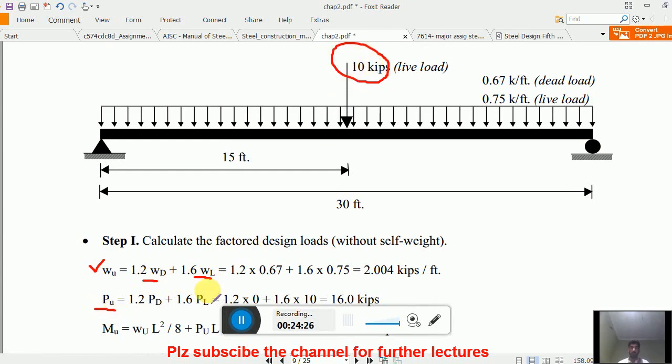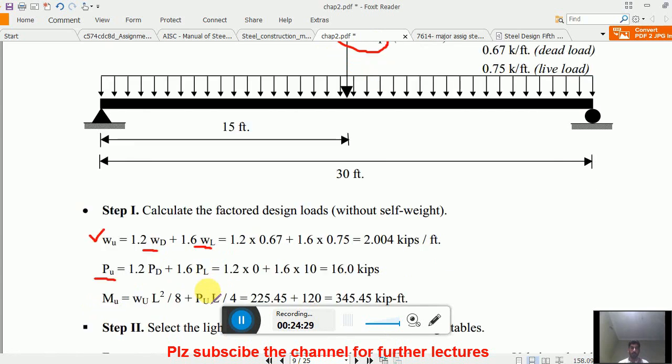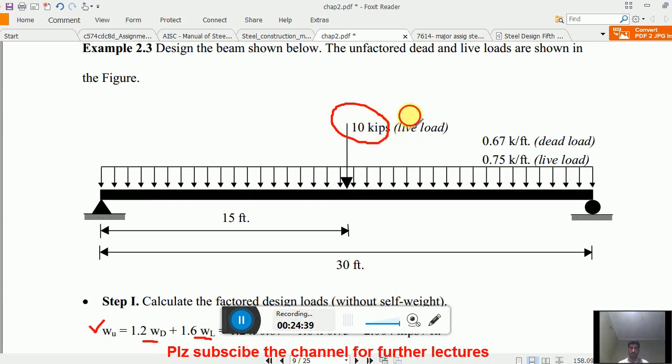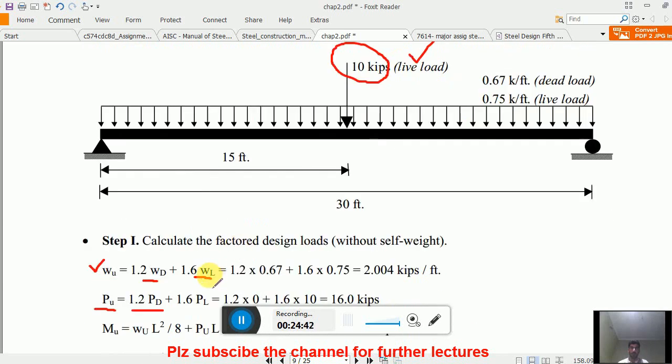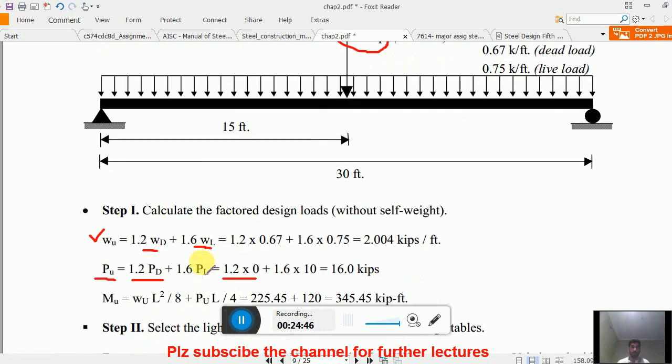And then you have to add up 1.2 PD. Remember, PD is 0 because there is no PD. You just see live load. And PL is basically this one. So you just insert the value and you get the answer, that is 16 kips. Clear? I think so. This is not tricky.